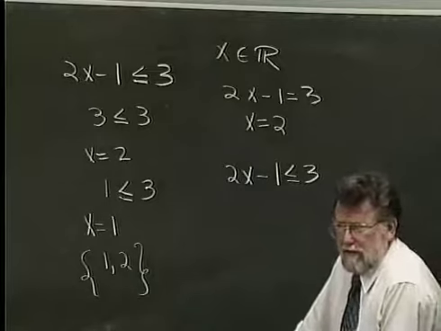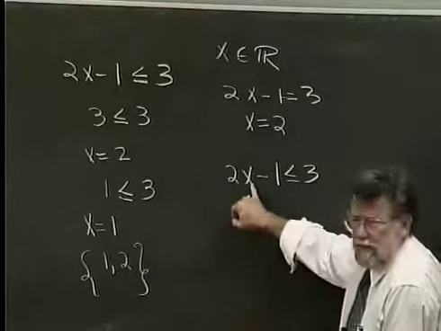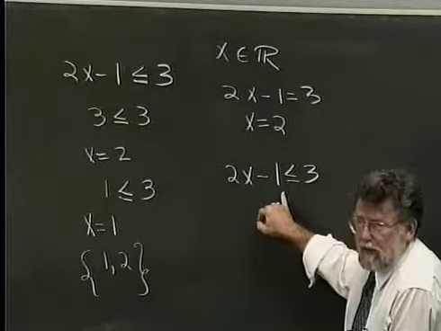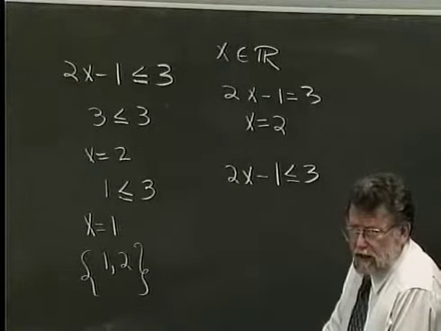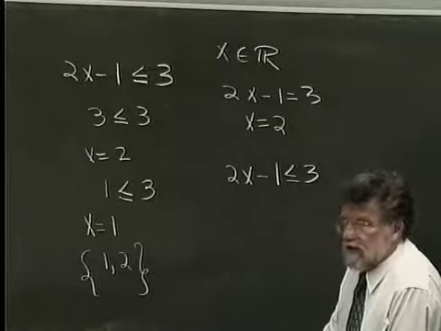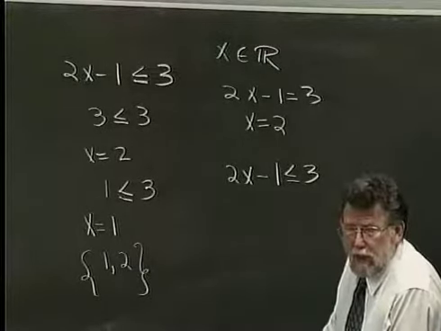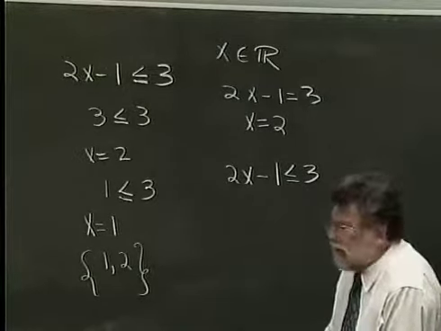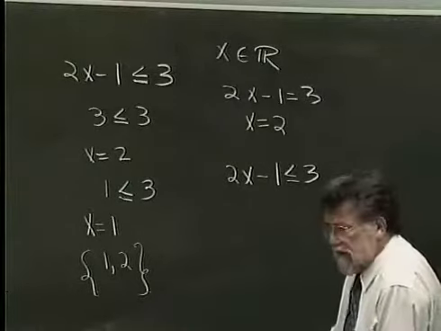Will 0 work this time? I take 2 times 0, get 0, get minus 1 when I subtract. Is minus 1 less than or equal to 3? The answer is yes. Now the question is, how do we interpret less than? And one very simple way is to say left of. So less than can be interpreted on a number line as meaning to the left of. So is minus 1 to the left of 3? And the answer is yes.